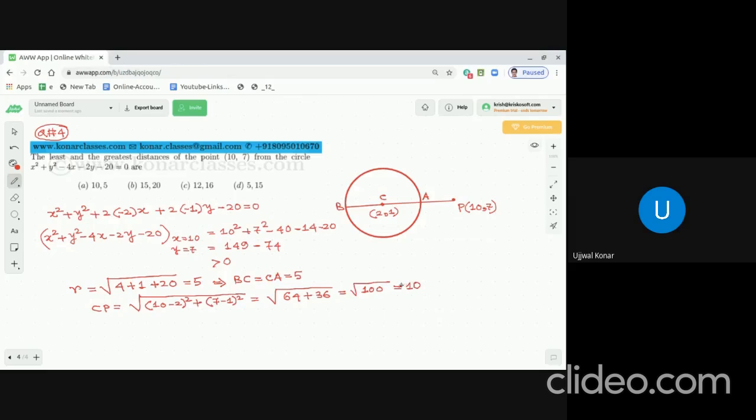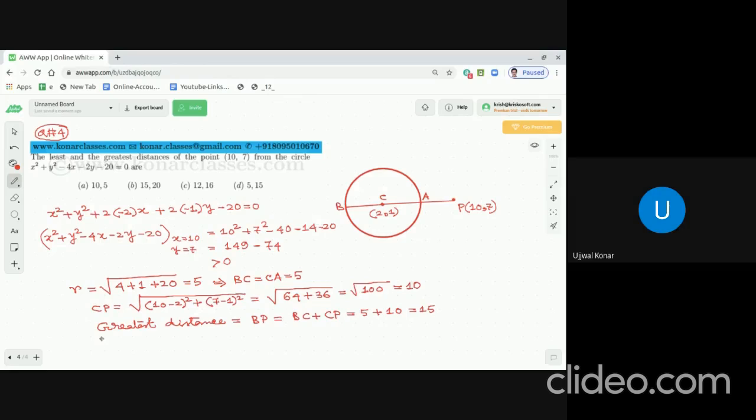Now, as we found the value of CP, what is the greatest distance? The greatest distance is BP, that is 10 plus 5, the radius BC. So the greatest distance BP is equal to BC plus CP. BC is already found as 5 units and CP we just derived as 10 units. So that is equal to 15 units.